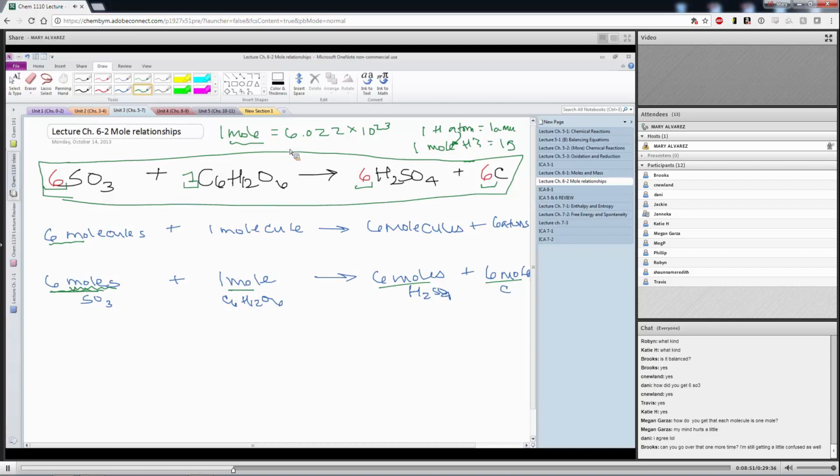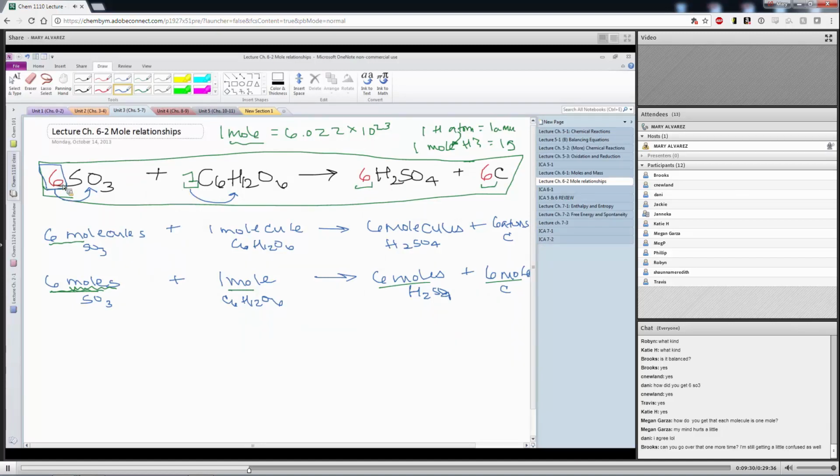Okay, so we've got this balanced chemical equation. And the coefficients that are out in front tell us how many of each thing get used, right? So we know that 6 molecules of SO3 will react with 1 molecule of C6H12O6 to make 6 molecules of H2SO4 and 6 atoms of carbon. That's essentially what these coefficients are saying once we balanced it out.